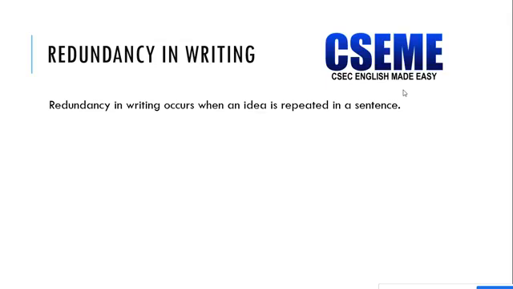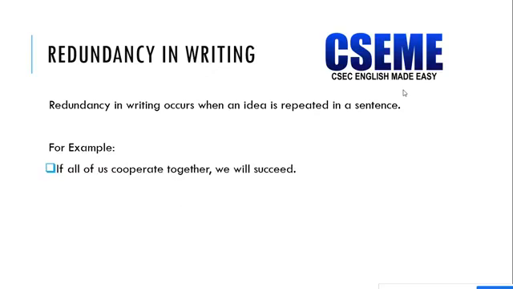And when we talk about redundancy in writing, it occurs when an idea is repeated in a sentence. And when we have this repetition of ideas, we see basically that you're saying the same thing twice. And because you're saying the same thing twice, then it becomes an error, right? That repetition, right? So if we look at our example, if all of us cooperate together, we will succeed.